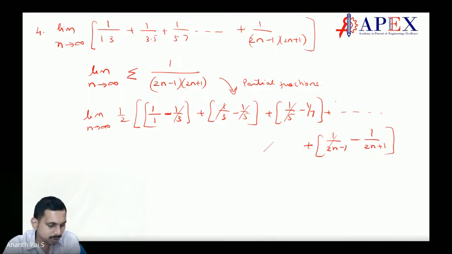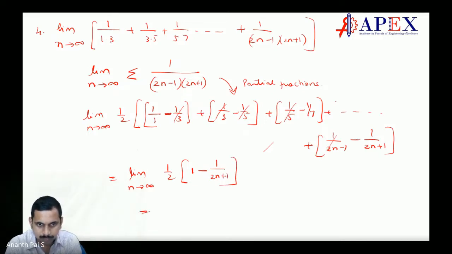So the whole thing will come as limit n tending to infinity, half into 1 minus 1 by 2n plus 1. And when n tends to infinity, this goes off to 0. So it is half. We have to substitute here 1 plus 1 by infinity, and that is equal to 0. So this is half. Make sense, students?